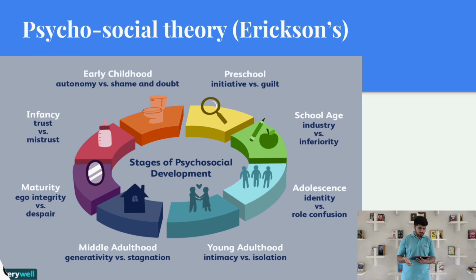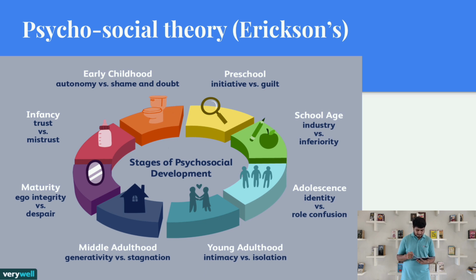Moving further is the psychosocial theory, which is Erikson's. It starts from infancy, early childhood, preschool, school age, adolescence, young adulthood, middle adulthood, and maturity. So the cycle begins from infancy. In infancy, there would be trust versus mistrust. Then in early childhood, there would be autonomy versus shame and doubt. In preschool, initiative versus guilt. In school age, industry versus inferiority.